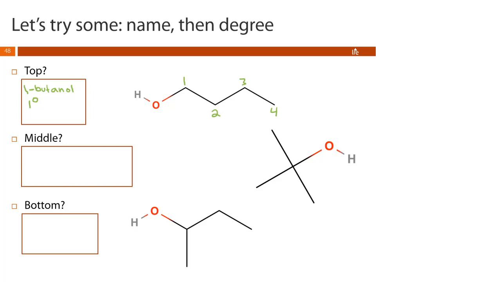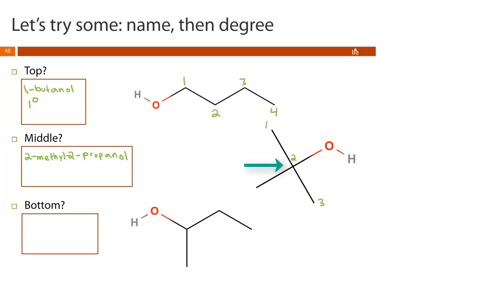Okay, let's try the middle molecule. So let's go ahead and number our parent chain. So a 3-carbon alkane would be propane. We're going to drop the E and replace it with OL. We need to give a position for our hydroxy group. It looks like it's at position 2. But we also have a substituent at position 2. It looks like we have a methyl group at position 2. So that means our final IUPAC name for this molecule is 2-methyl-2-propanol.